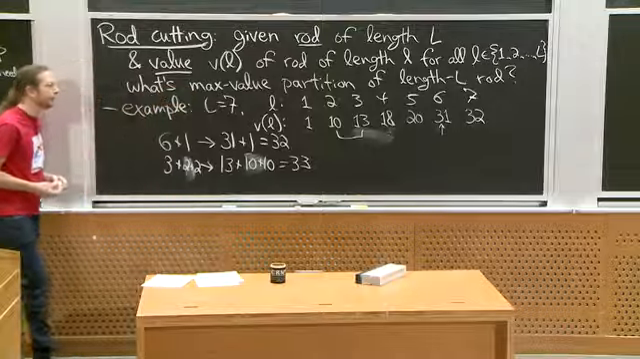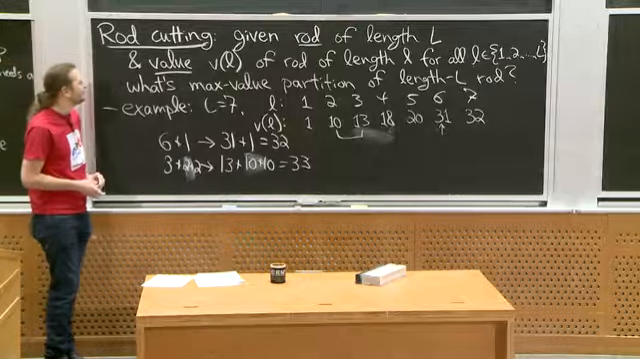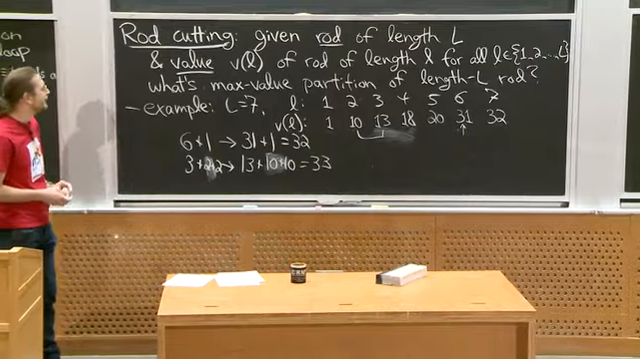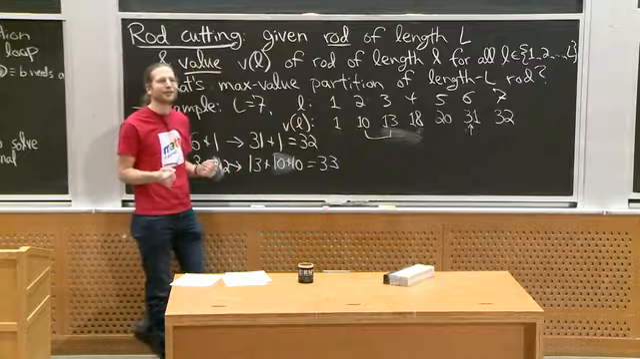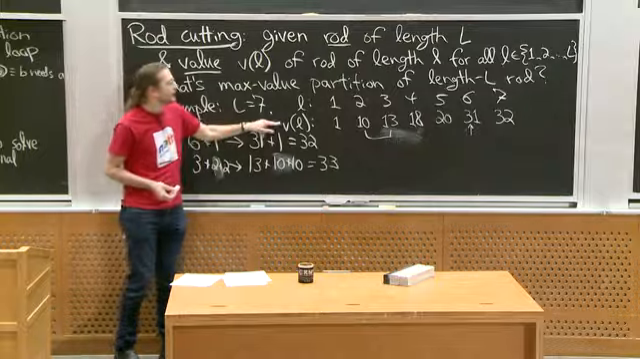Can't afford to try them all. Question: can I have negative values in here? I think that will work fine. I'm not allowed to have negative lengths or 0 lengths. I don't want 0 length to actually give you something, because then I just cut infinitely many zeros. But the v of L, I think, could be negative.